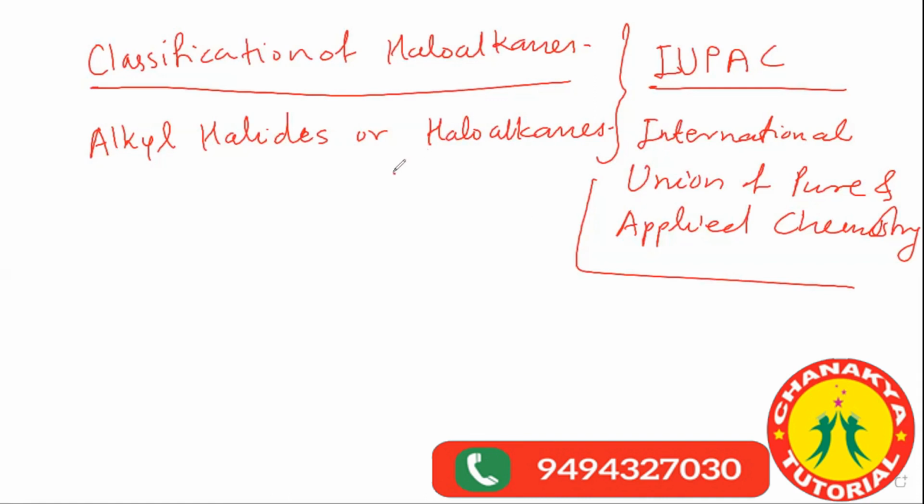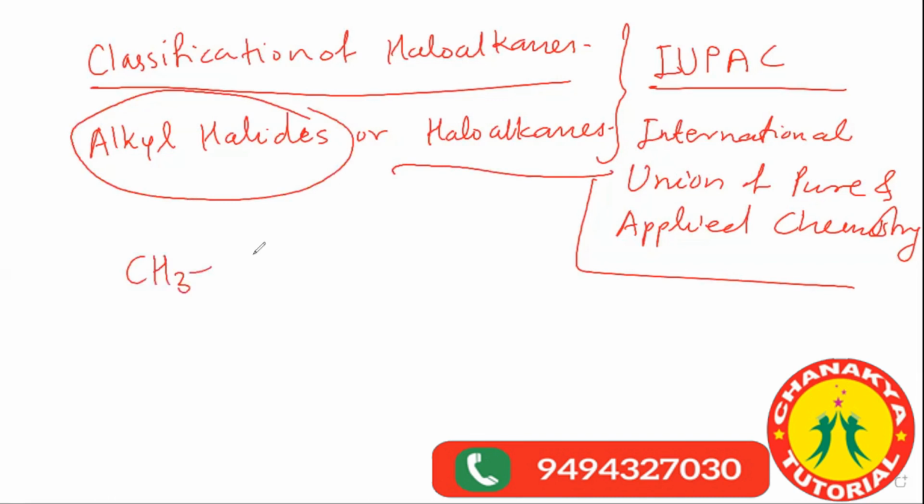That is how we are going to name haloalkanes. But generally, a haloalkane is called what? An alkyl halide. For example, if I write CH3Cl, what is this? Methyl chloride, I will call it in general, right? But its name would be chloromethane, according to IUPAC. Got it?